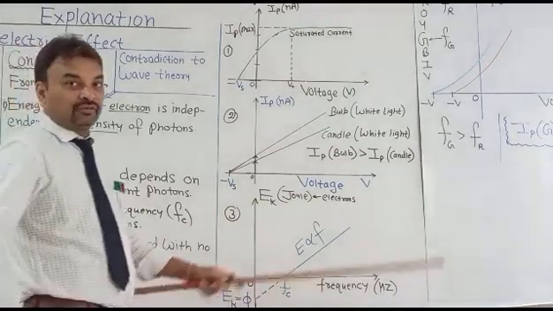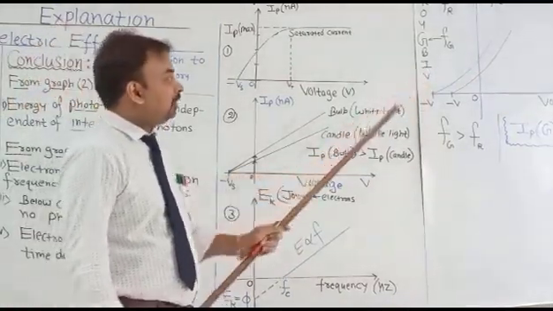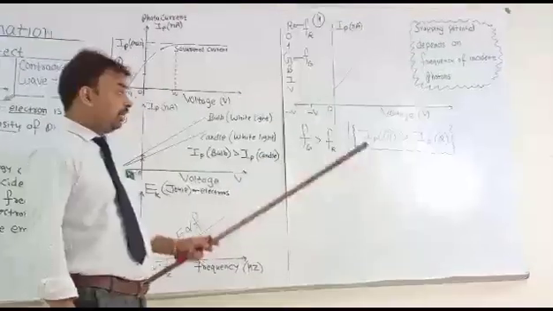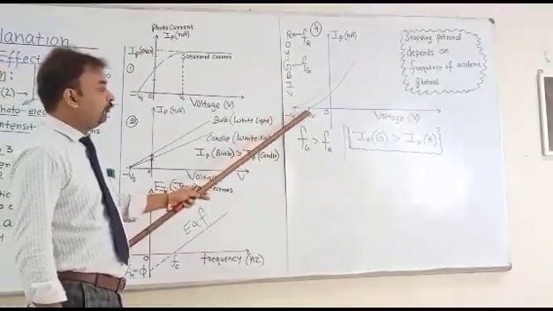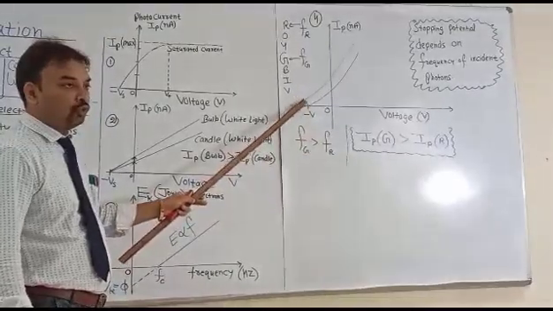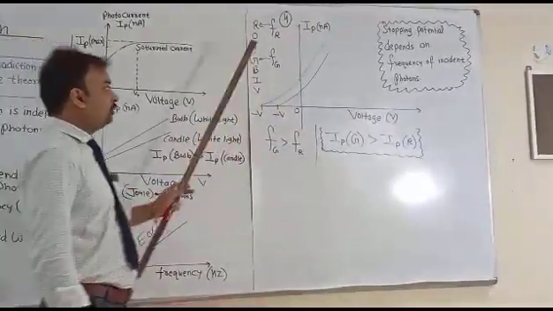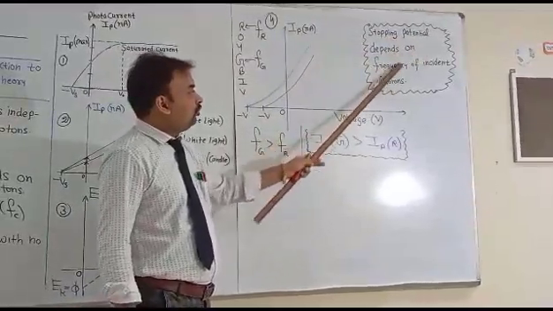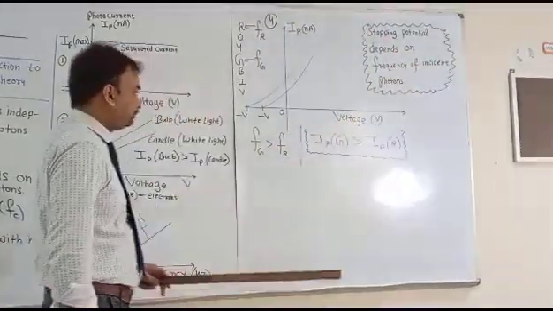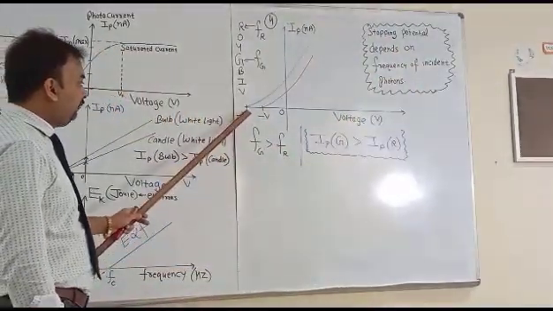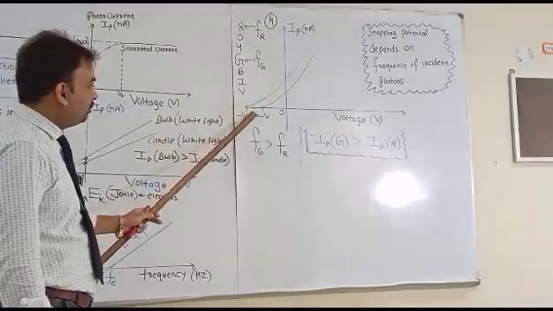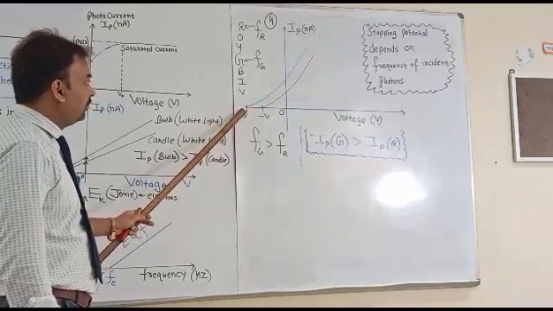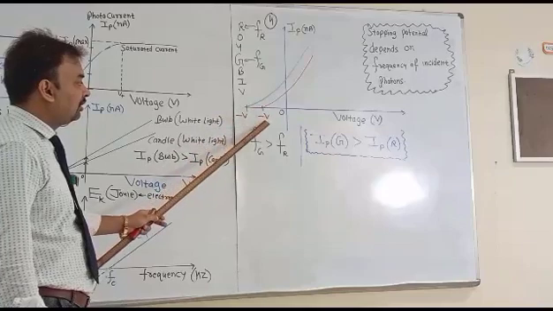Now finally we go to graph 4, which is again a relation between photocurrent and voltage. Again we do the experiment for different colors. I choose two colors, green and red. Graph 4 tells us that the stopping potential depends on the frequency of incident photons. We have two different stopping potentials, one for green and one for red, and the stopping potential for green is more than for red.